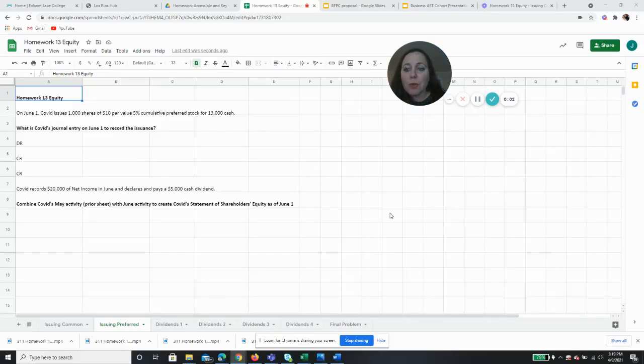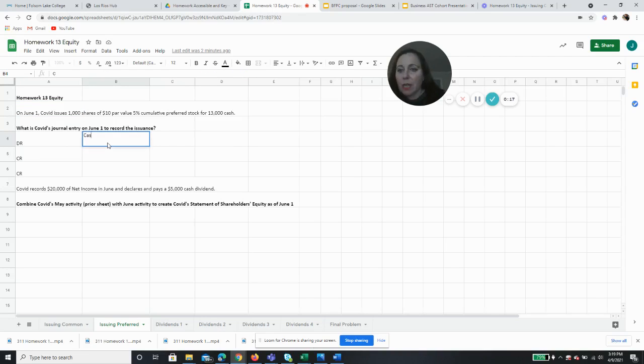We are on homework 13, issuing preferred. Okay, so on June 1st, COVID, same company as on the last tab, issues 1,000 shares of $10 par value, 5% cumulative preferred stock for $13,000 in cash.